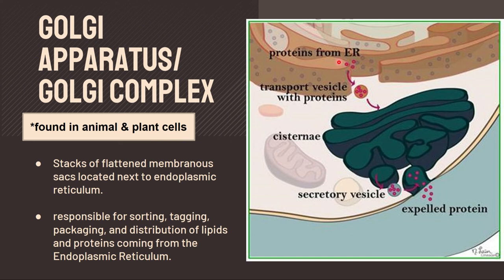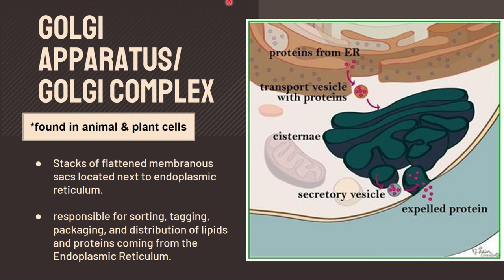are not yet readily available for usage. They still need to be modified and packaged in the Golgi apparatus. The lipids and proteins from the endoplasmic reticulum will be transported to the Golgi apparatus. After the lipids and proteins are modified and packaged here, they are ready to be distributed to other parts of the cell or outside of the cell.